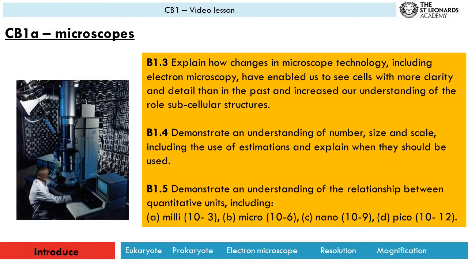We're going to look at how microscope technology has improved and how, with these improvements, we can see with a lot more clarity intracellular structures, which are the subcellular structures in cells. We're going to look at the numbers involved with size, scale, things like resolution, magnification, and the prefixes milli, micro, nano, and pico, which are really important and often students get wrong.